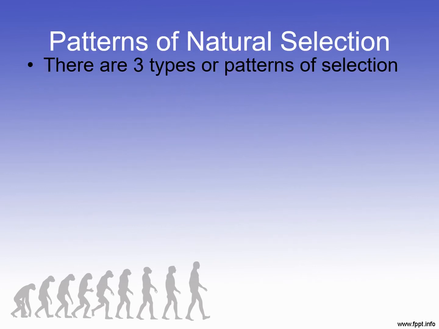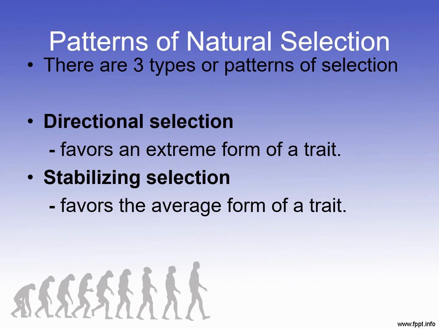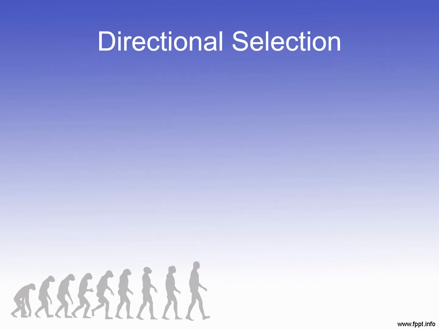There are different patterns of natural selection that we'll talk about here. There are three different types. You have directional natural selection, which favors an extreme form of a trait. You have stabilizing selection, which favors the average form of a trait. And then you have disruptive selection, which favors individuals at both extremes.